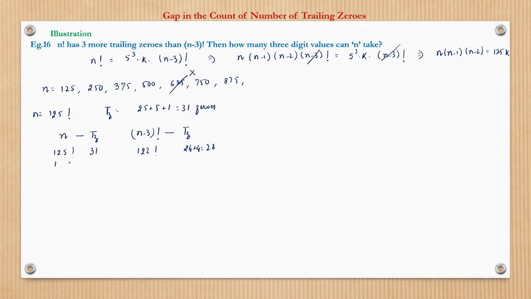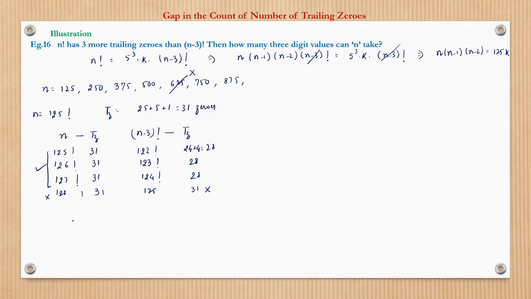Now we know that even 126 will have 31 zeros, and 123 will again have 28 zeros. 127 factorial will again have 31 zeros, and 124 factorial will have 28 zeros, right? Now can I take 128 here? 128 factorial will have 31 zeros, but n minus 3 will be 125 factorial, which will have 31 zeros. So this is not a suitable case, right? So these three cases are right, but this is not a suitable case.